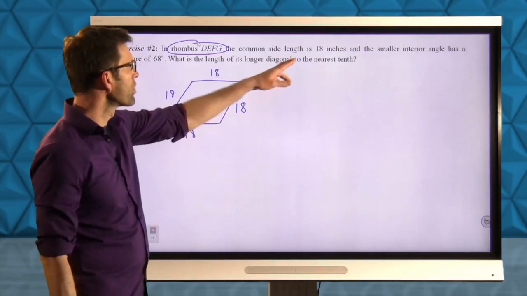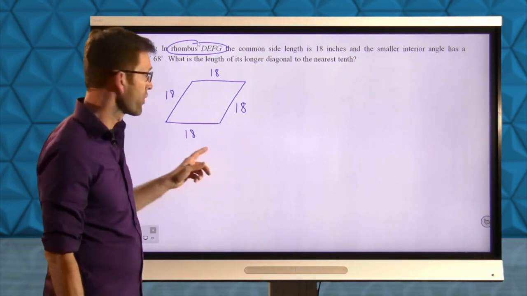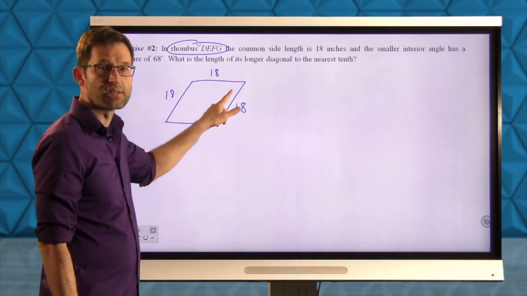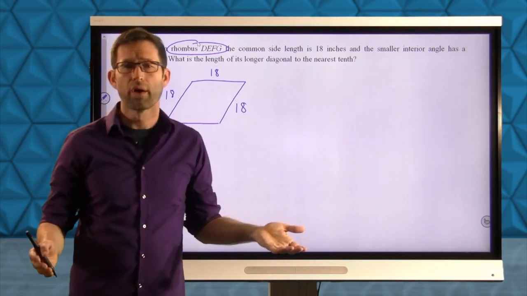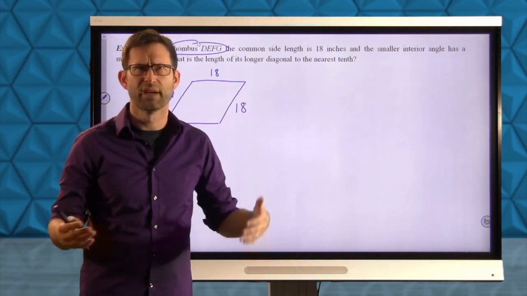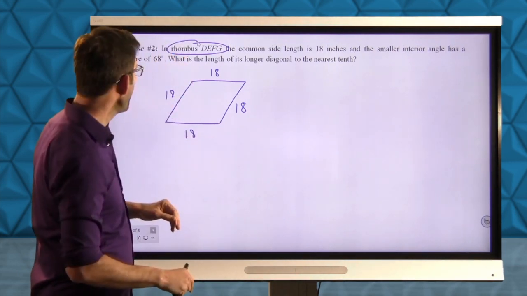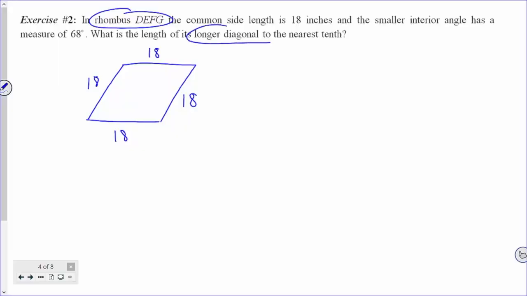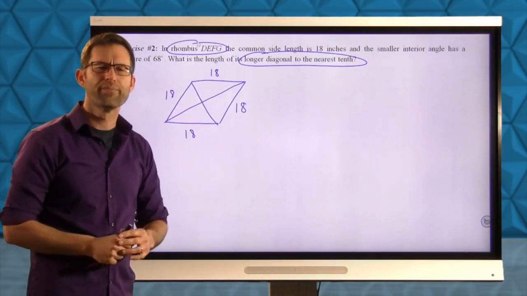It also says the smaller interior angle has a measure of 68 degrees, because it is a parallelogram. All rhombuses are parallelograms. So that's 68 and that's 68. And then of course these two obtuse angles are then going to be 180 minus 68. I think that's 102, or maybe it's 112. It's 112. Anyway, whatever. We want to find the length of its longer diagonal to the nearest tenth. Well, let's draw those diagonals in really quick. There's my longer diagonal, and there's my shorter diagonal. I didn't quite make it into the vertex there, but whatever.